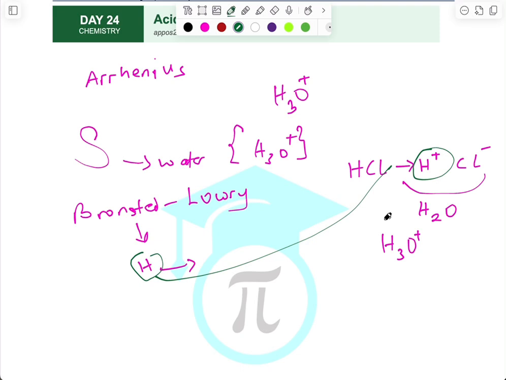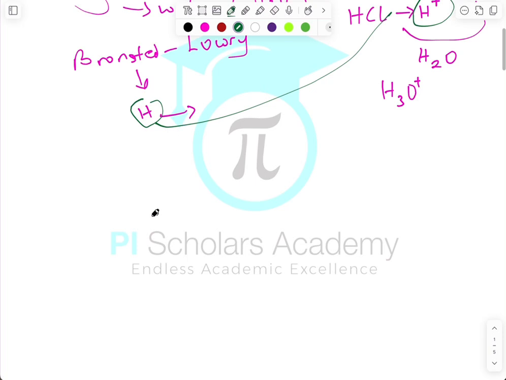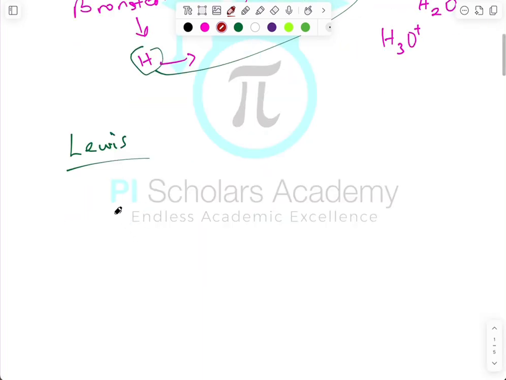But one definition that stands out and accommodates every type of acid is the concept of Lewis. The Lewis definition of acid. And what exactly did Lewis say that acids are? Lewis says that an acid is an electron pair acceptor. Acids are electron pair acceptors.